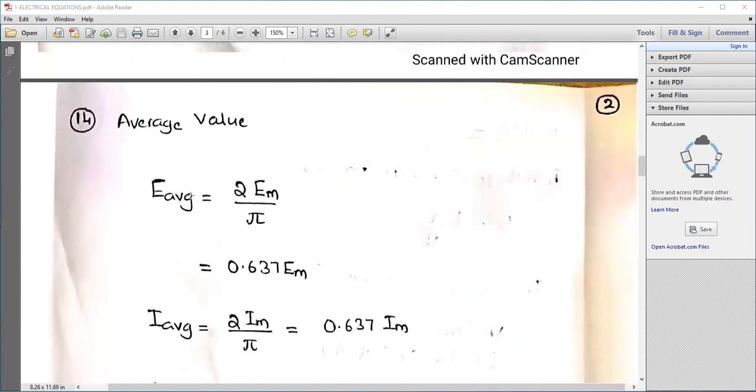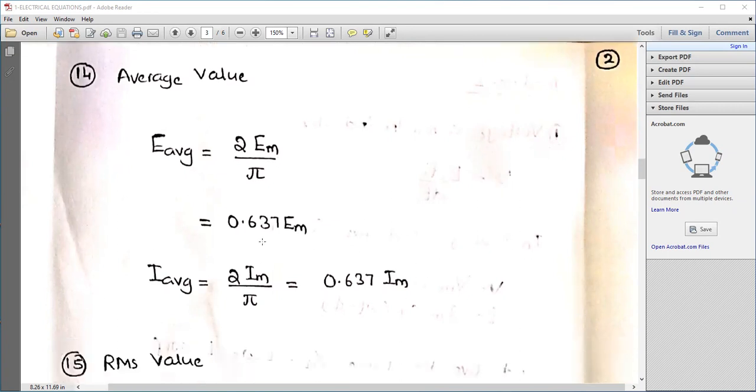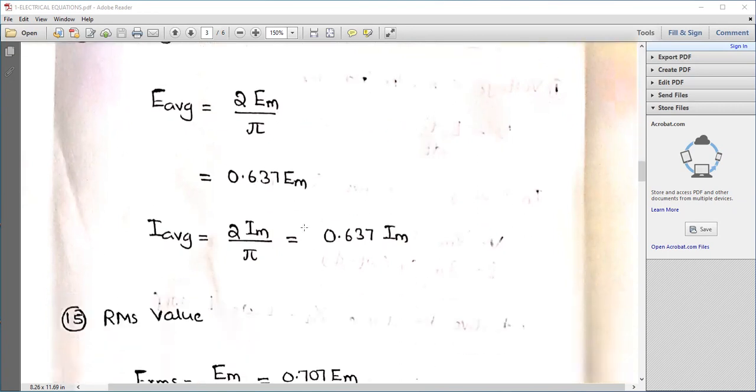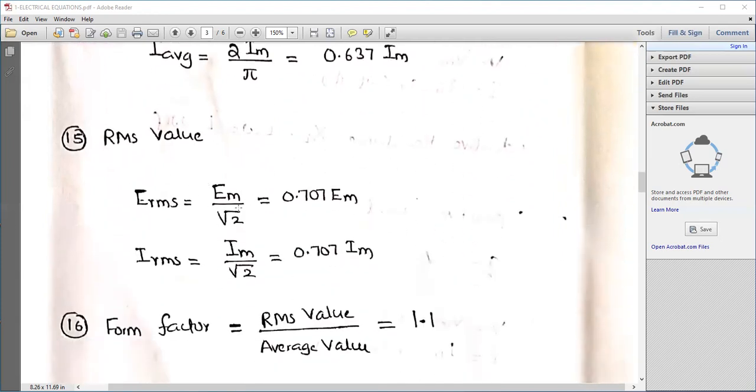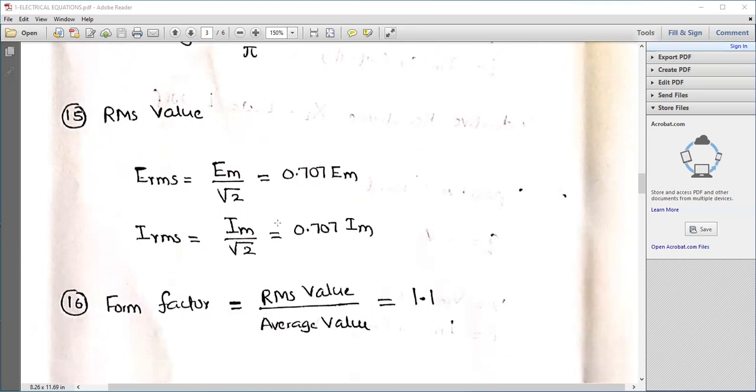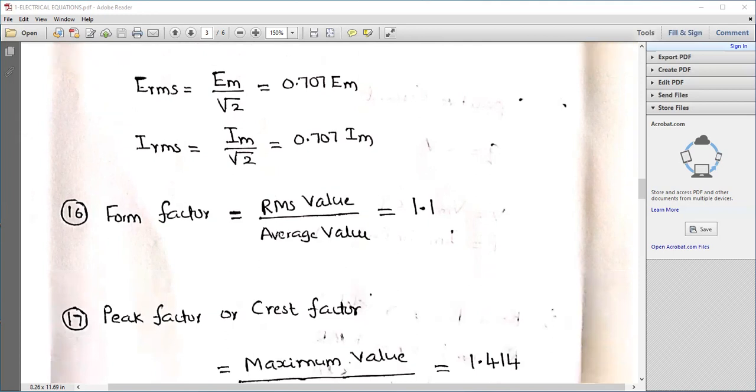Average value can be computed by using 2 Em by pi, or else you can write 0.637 Em, or I average can be written as 0.637 Im. This is very, very important. Then RMS value is equal to Em by root 2, that is equal to 0.707 Em. Then I RMS also can be written in the same fashion.